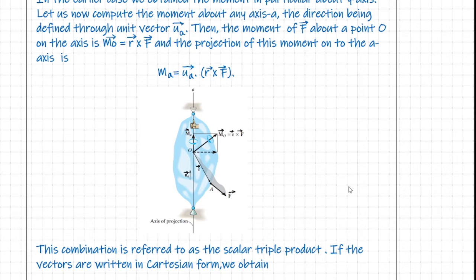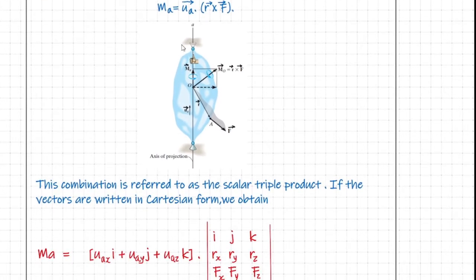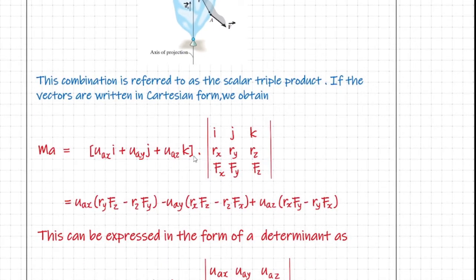Now let us find out how to evaluate this product in a simplified way when the unit vectors, position vectors and the force vectors are available in the Cartesian format. So we know that M_A is equal to, let us assume that vector U_A, the unit vector representing the axis A, can be written as U_Ax i plus U_Ay j plus U_Az k dot. We know that vector R cross F can be put in a determinant format as i j k, Rx Ry Rz and Fx Fy Fz.